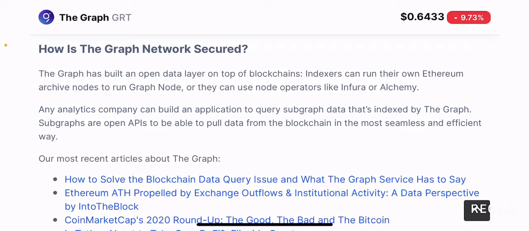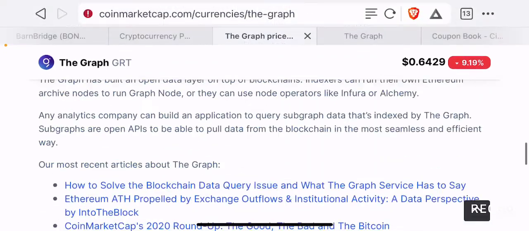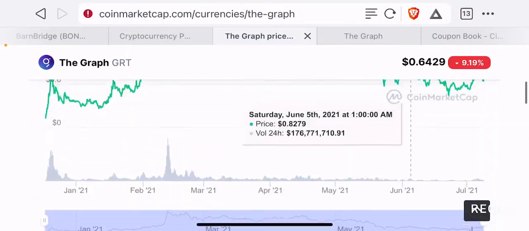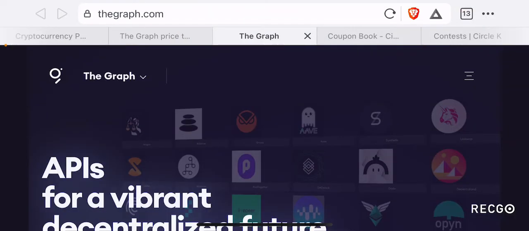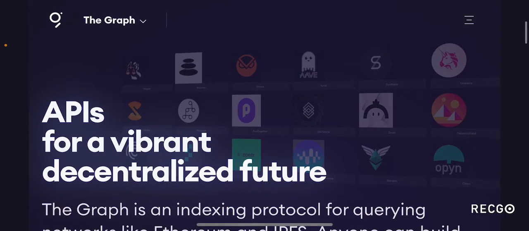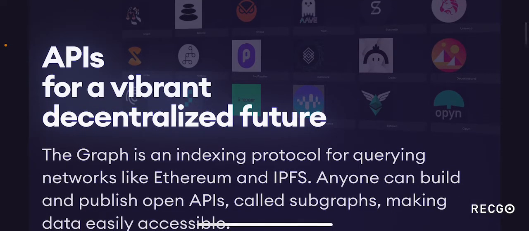Any analytics company can build an application to query subgraph data that's indexed by the graph. Subgraphs are open APIs to be able to pull data from the blockchain in the most seamless and efficient ways. Again, this is additional information that will help people understand the project even more, right? So overall, I think we've covered pretty much everything when it comes to the peripheral perspective. So let's quickly go through their website to see how it looks and what information is present that you may be diving deep into.